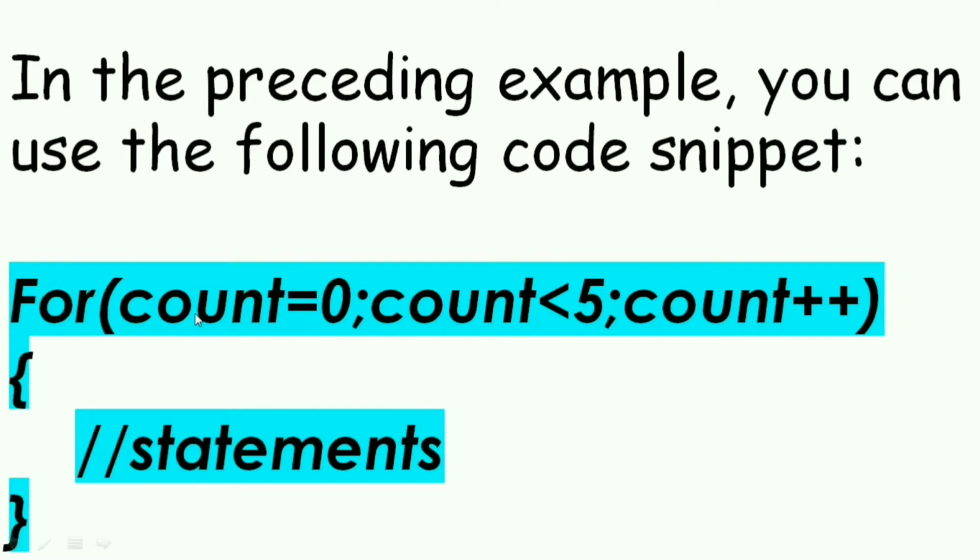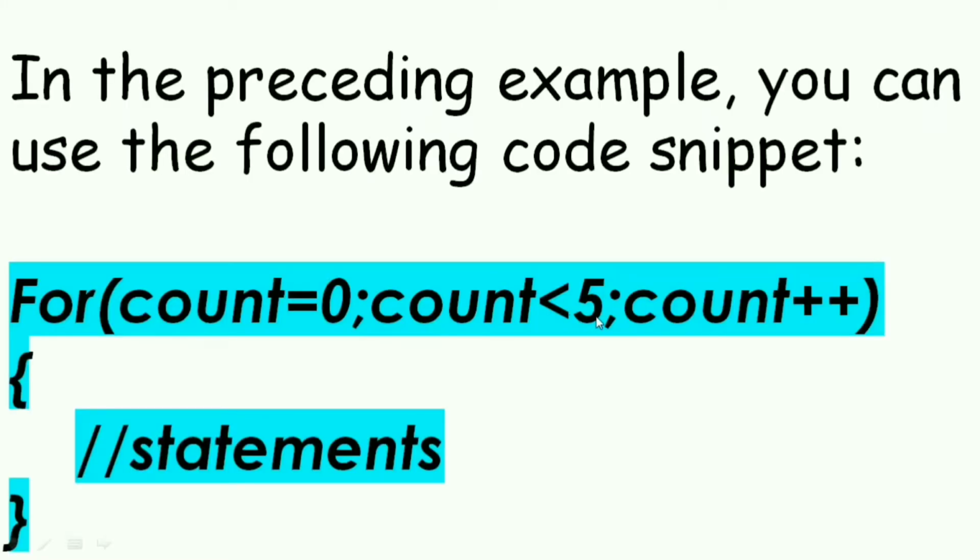For count is equals to 0, यानी कि 0 से स्टार्ट होगा. काउंट इज स्मॉलर देन 5, यानी कि 0 से स्टार्ट होके 5 से नीचे ही रहेगा, यानी कि 4 तक जाएगा, 0 से 4 तक. और काउंट प्लस प्लस मतलब बढ़ेगा. मतलब 0 + 1 होगा, फिर 1 + 1 होगा, फिर 2 + 1 होगा. ऐसे +1 +1 होता रहेगा.